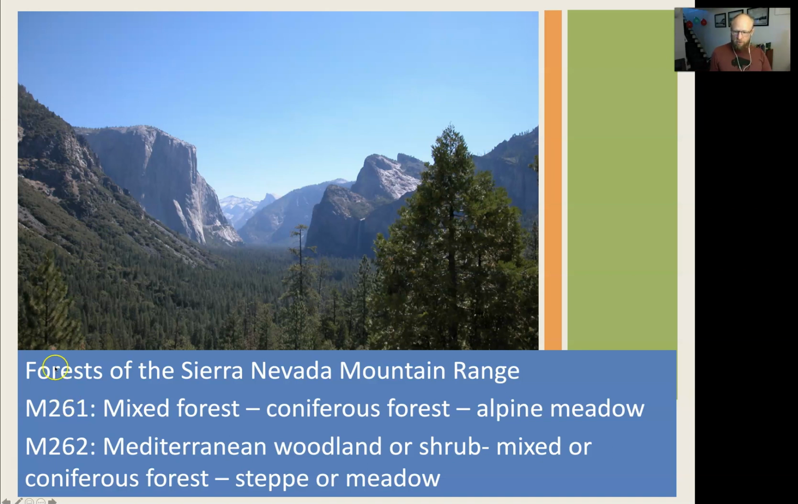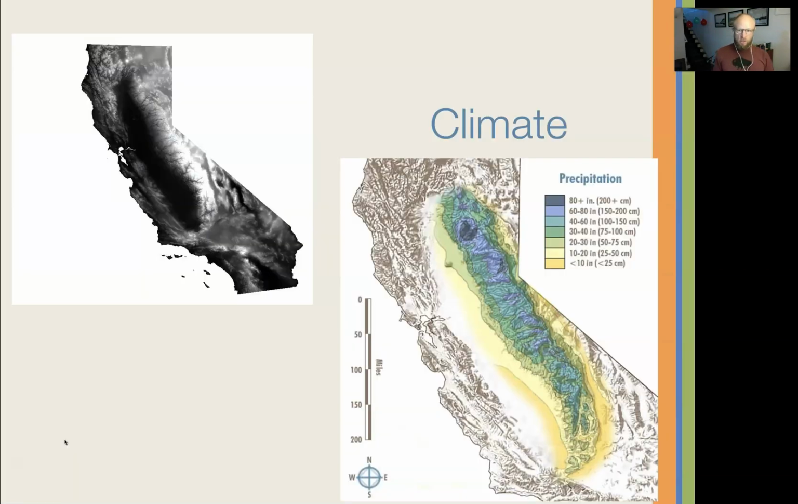So these are both in the 200 domain, so M200s. We're talking about mountainous conditions in the forest cover types there. On the top left is a digital elevation map of California, and you can see this big hump in the middle. That's the Sierra Nevadas. So we're going to have huge differences in elevation and climate.